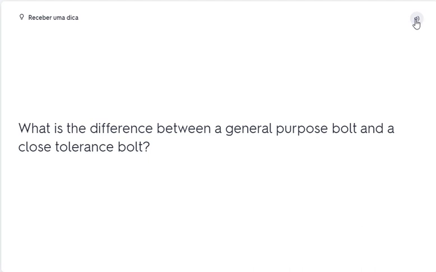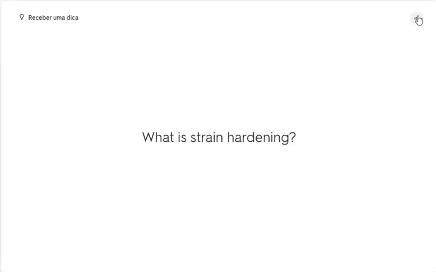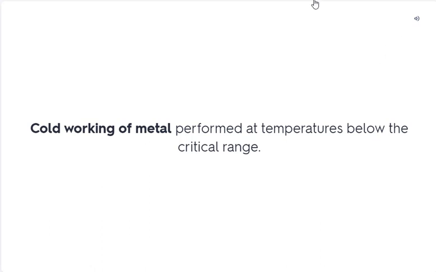What is the difference between a general-purpose bolt and a close-tolerance bolt? Close-tolerance bolts are machined more accurately than general-purpose bolts. What is strain hardening? Cold working of metal performed at temperatures below the critical range.